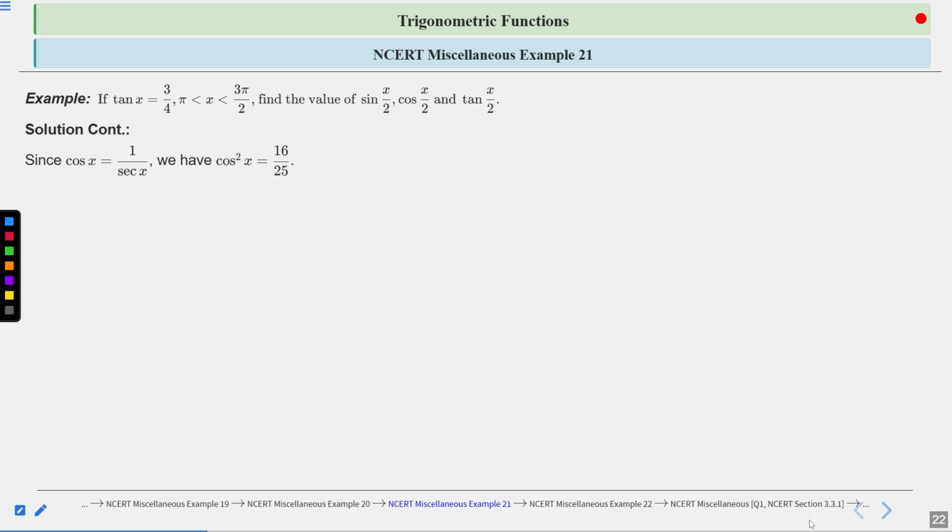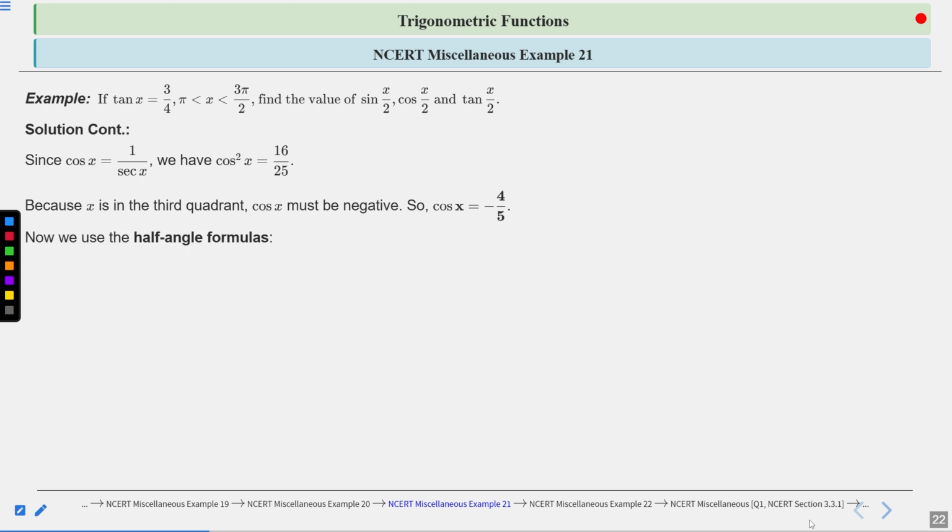Now, since cos x = 1/sec x, we have cos square x = 16/25. Because x lies in the third quadrant, cos x must be negative. So we can say that cos x = -4/5.